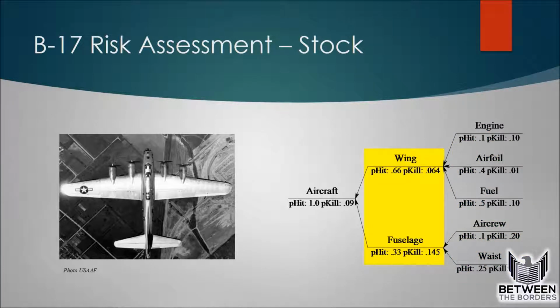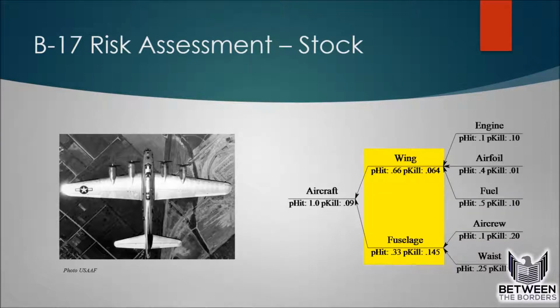Which is when we move back up here to the wing and the fuselage. The wing is the weighted total of all the probabilities of the kill, and the probability of the hit, which gives you a P hit and P kill for the wing. Same with the fuselage. Now, if you take a look, a strike on the fuselage here is much more likely to cause a death. A vehicle kill.